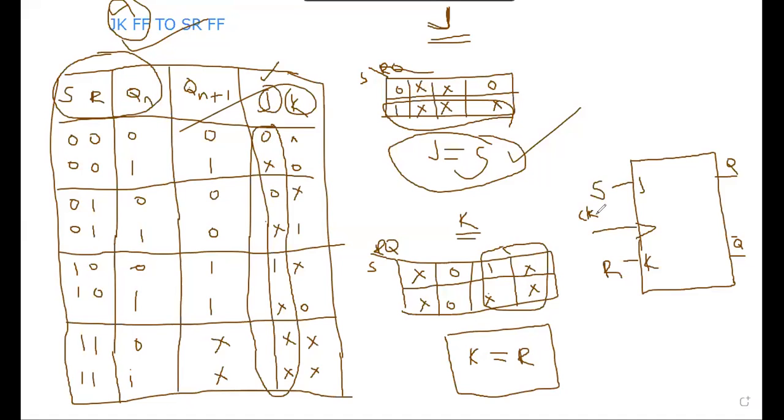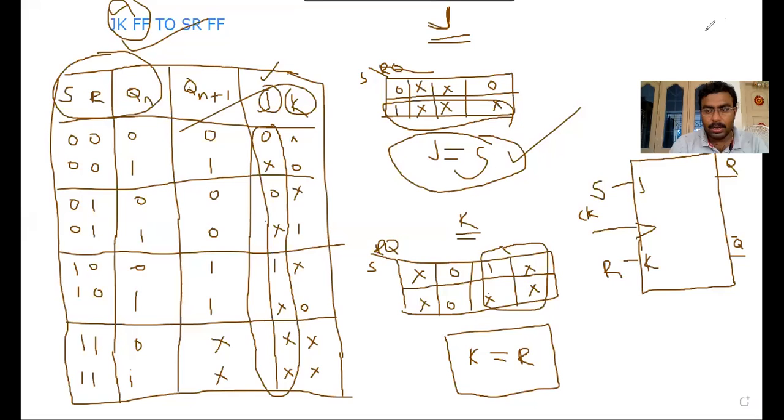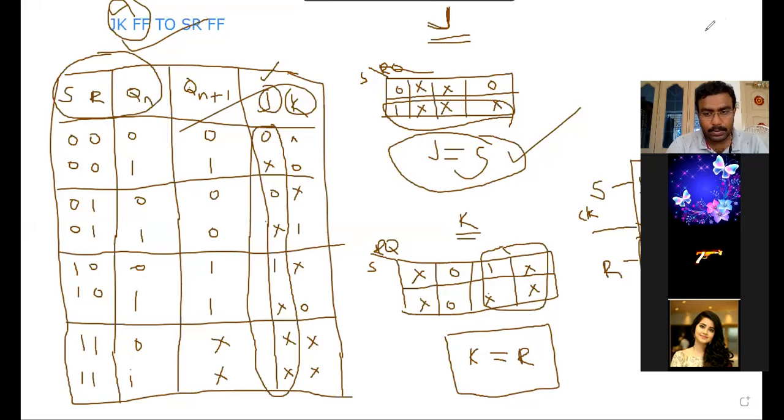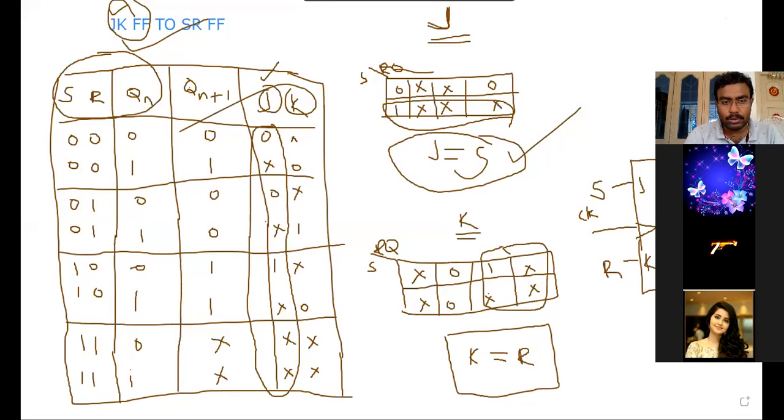Very important from the examination point of view also. They have asked questions on these conversions, but they may ask any conversion, guys. Not only JK to SR, but SR to JK, D to T, JK to T, T to JK. They can ask any conversion, guys. This is how you need to convert one flip-flop into another flip-flop. Guys, do you have any doubt in this procedure of converting the given JK flip-flop into SR flip-flop? Any doubts in this procedure we have followed so far?